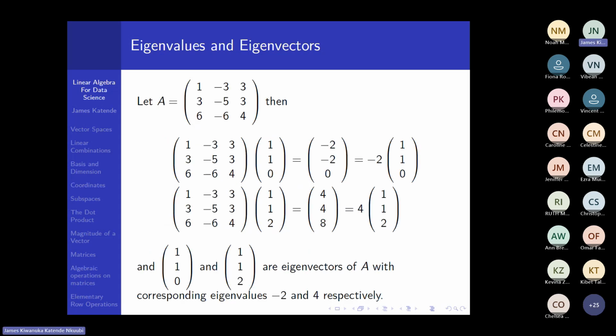You can also see some examples of 3 by 3 matrix. So we have this matrix. This is an eigenvector corresponding to the eigenvalue -2. This one is an eigenvector corresponding to the eigenvalue 4.